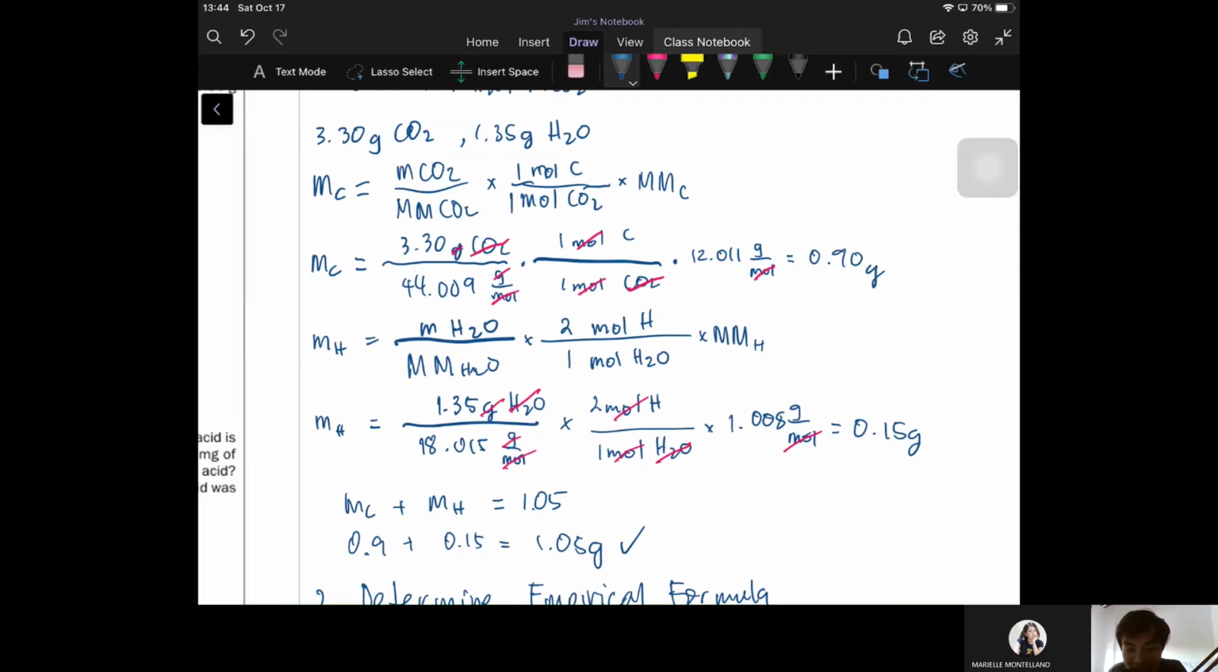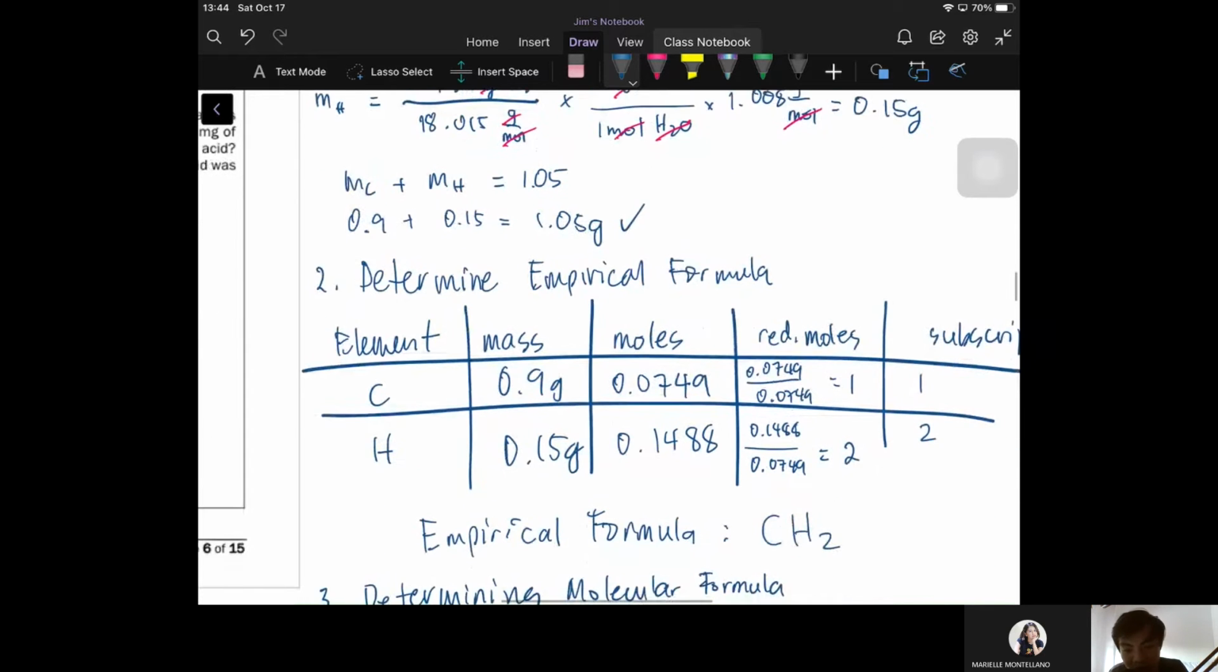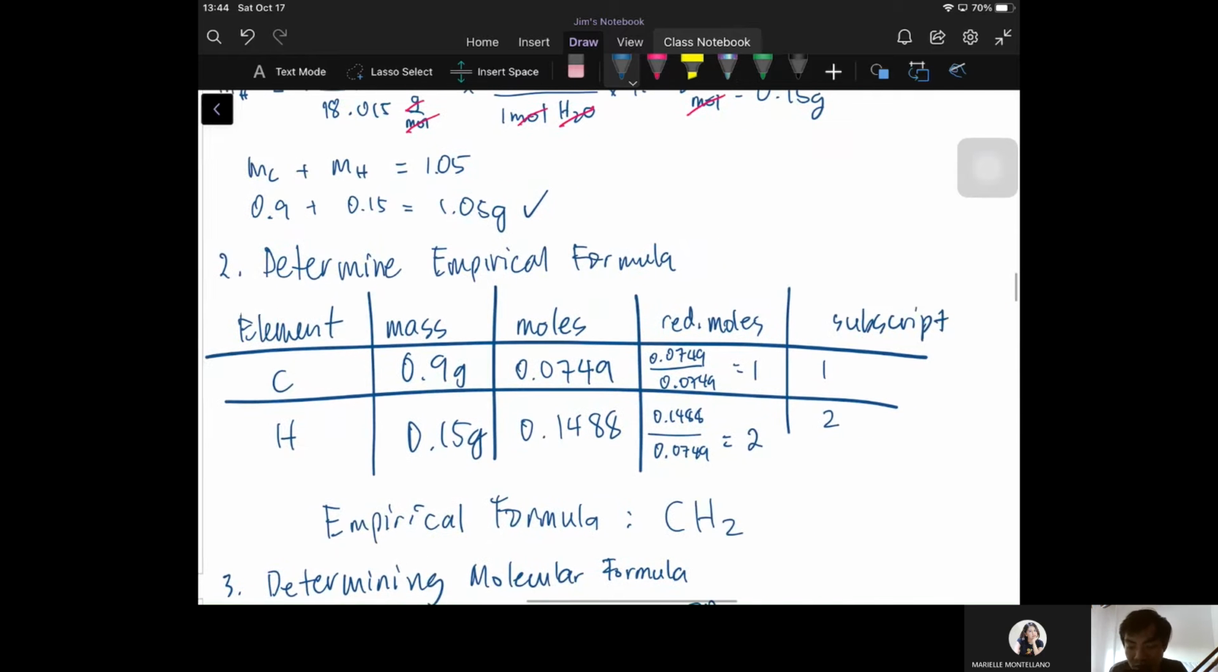After determining the masses of carbon and hydrogen, your elements, alamin mo na yung empirical formula. So, use the table, gaya ng ginagawa natin last time. So, gawin mo lang uli yan. You get the reduced moles, then subscripts, no?